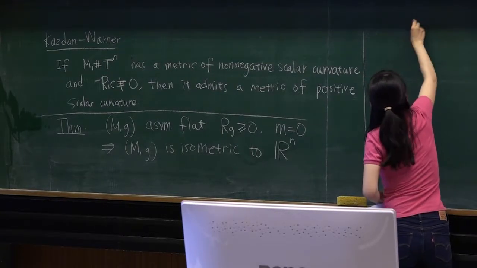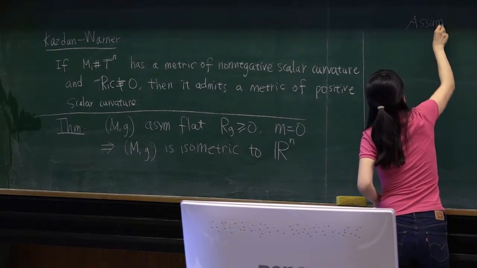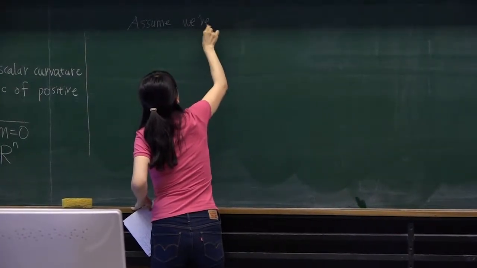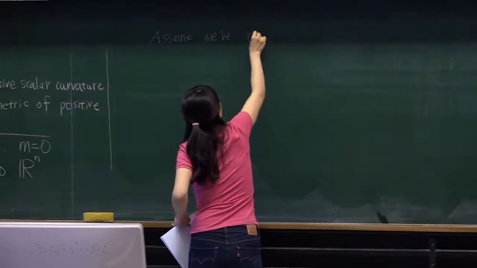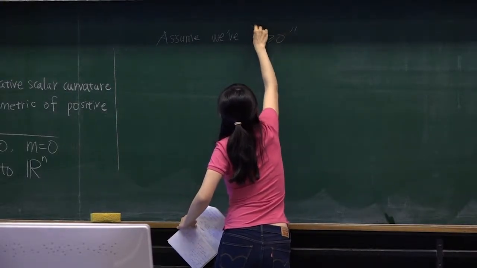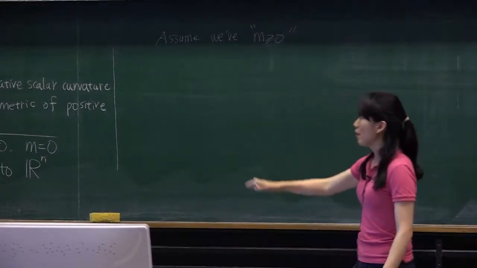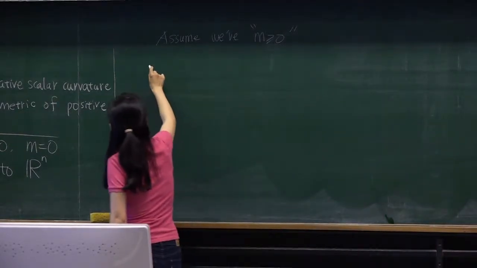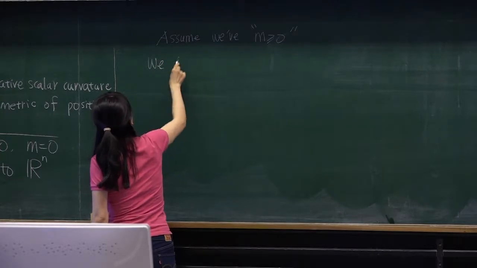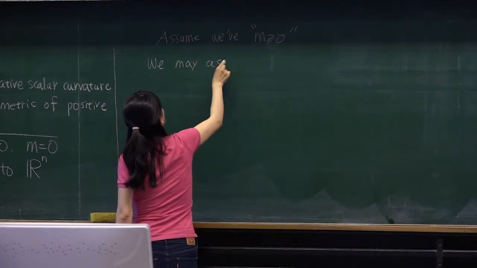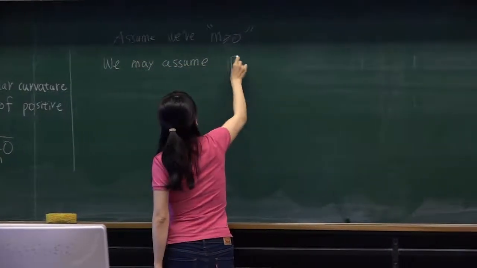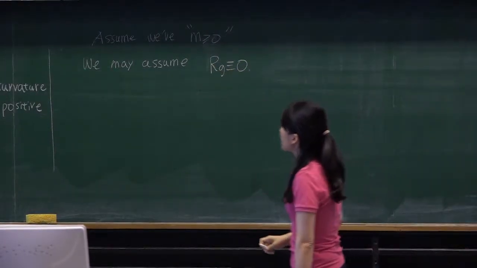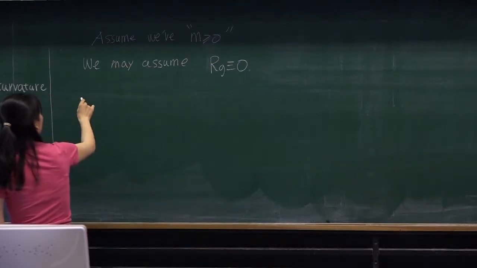So assume we have proved the inequality statement. We know there is no asymptotically flat metric with negative scalar curvature and negative mass, right? So we may assume. All right, so the next is to prove it's actually Ricci flat.